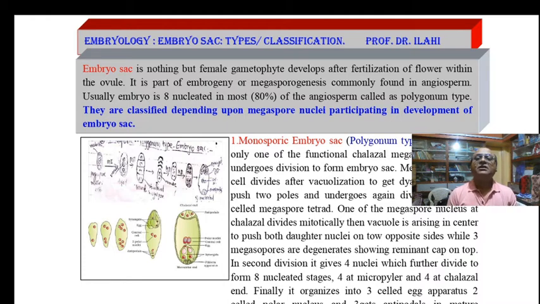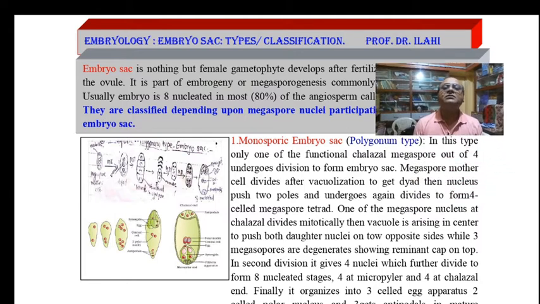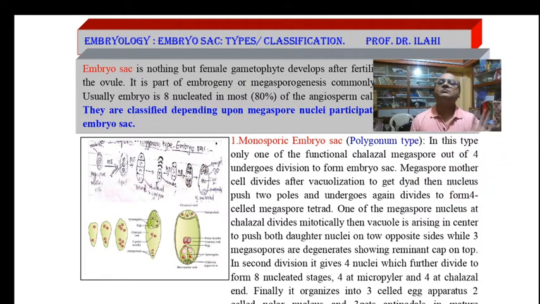And what about classification or types? The embryo sac is classified depending upon the megaspore nuclei which participate in its development. First we look at the monosporic, bisporic and tetrasporic types. Monosporic means a single megaspore cell takes part in the development of the female gametophyte or embryo sac.